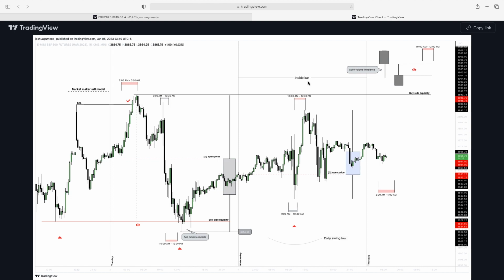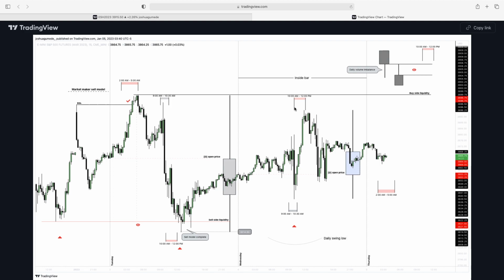So let me get right into it. In front of me I've got the E-mini S&P 500 futures contract, March 2023, which you can see on the top left. This is a screenshot I took on the 5th of January 2023. Today's date is the 8th of January 2023, Sunday.